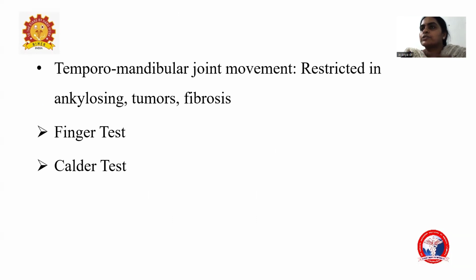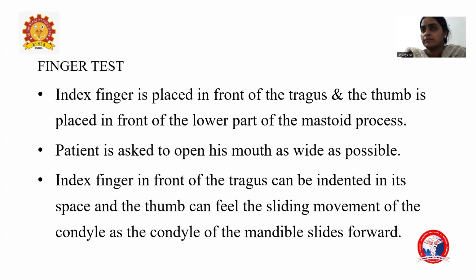Look at the temporomandibular joint, which may be restricted in TMJ ankylosis or some tumors or in conditions of fibrosis. So this can be tested in two different tests. It is the finger test or the Calender test. Finger test: first place the index finger in front of the tragus and the thumb in front of the lower part of the mastoid process. And now the patient is asked to open his mouth as wide as possible.